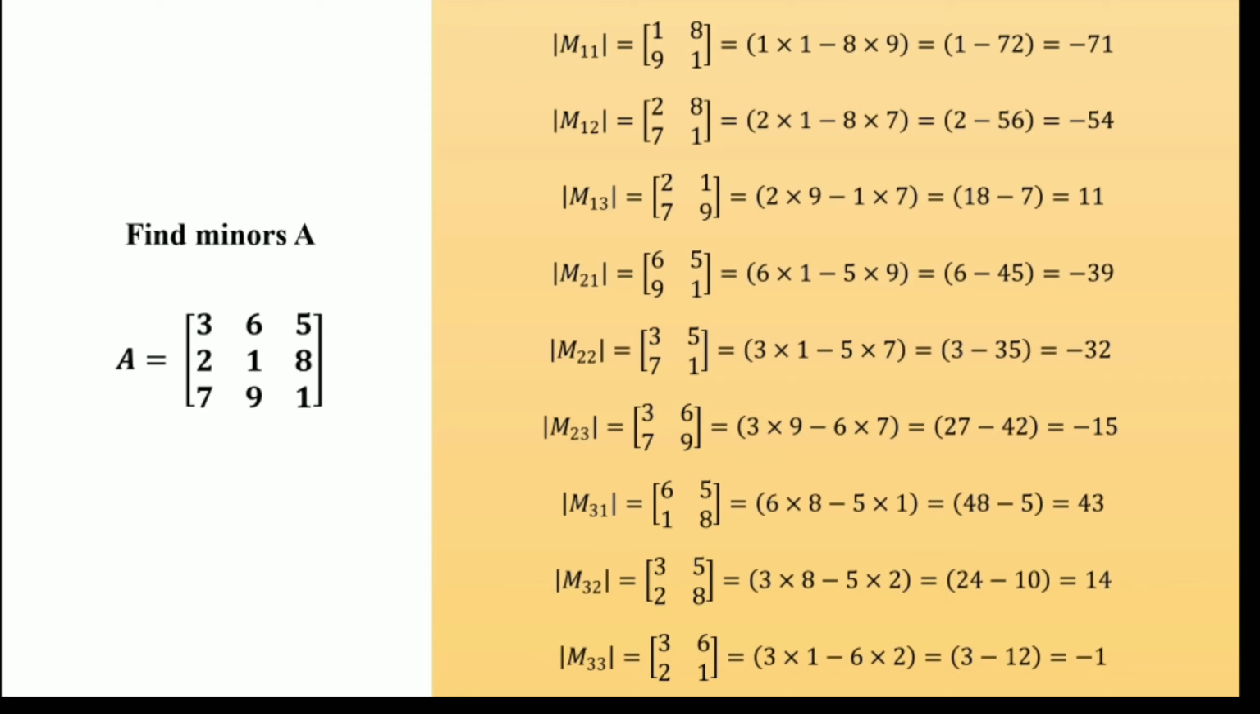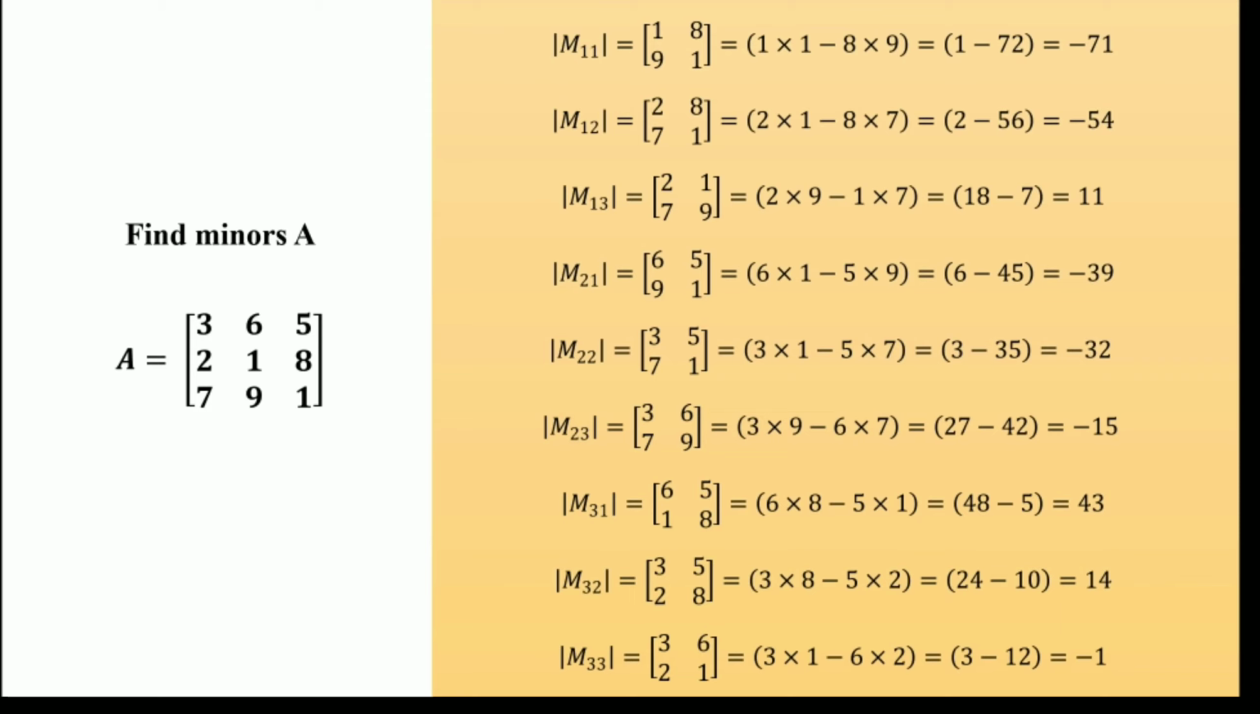Similarly, corresponding to the second element 6, we have a second minor, that is M12, which is equal to, by crossing row and column, a 2 into 2 matrix, which is equal to 2, 8, 7, 1. And the value of the minor is equal to 2 into 1 minus 8 into 7, which is equal to 2 minus 56, which is equal to minus 54.